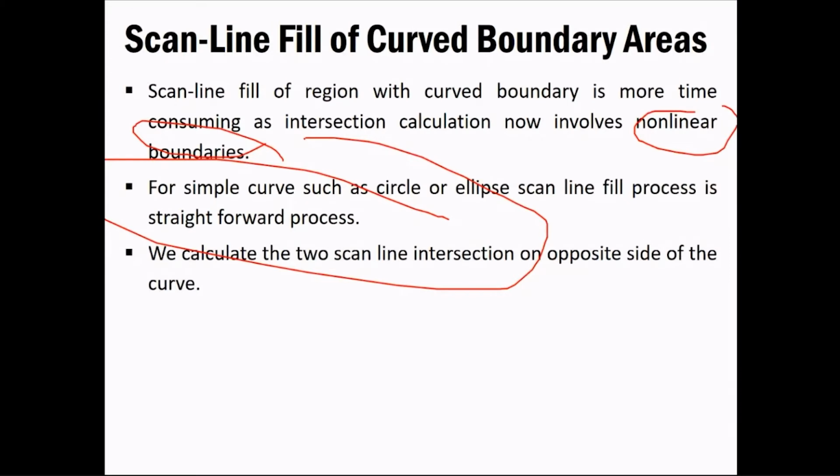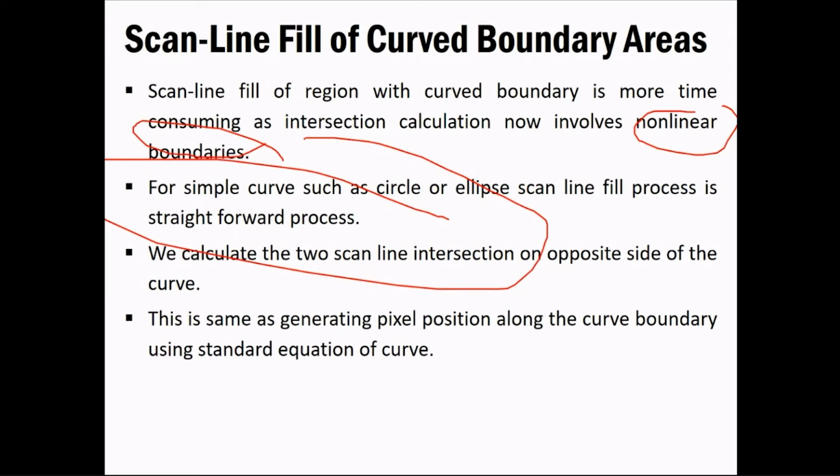So that is what you have to do. We calculate two scan line intersections on opposite sides of the curve, and this is the same as generating pixel positions along the curved boundary using the standard equation of the curve. So you just try to find the points, and once you get a complete boundary out of it, you just need to make a decision.